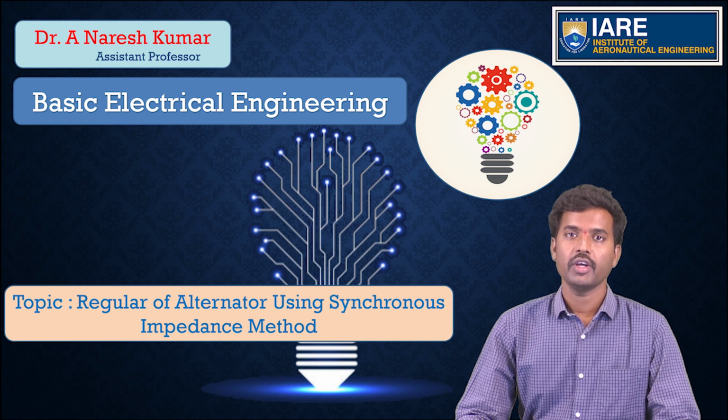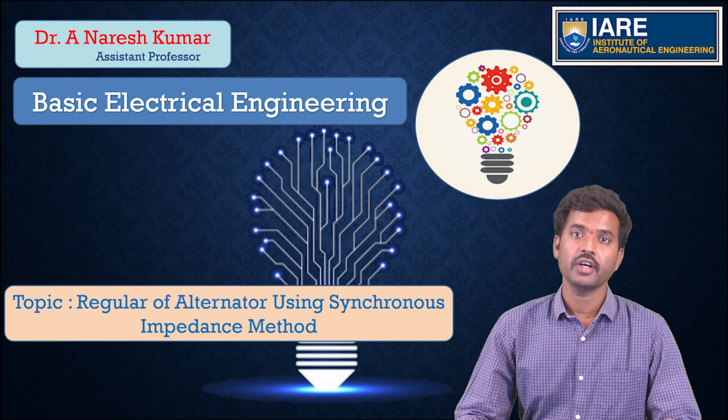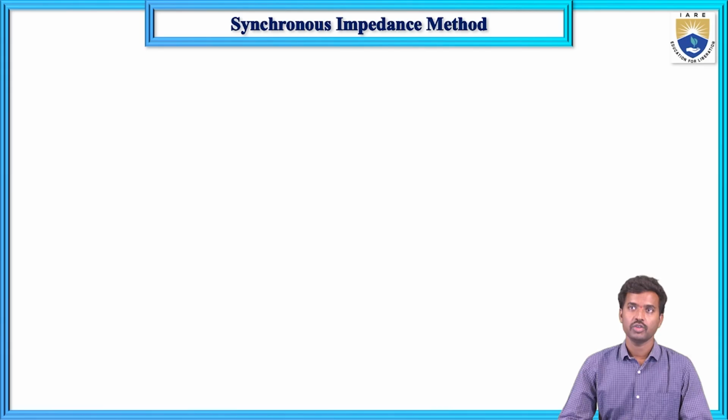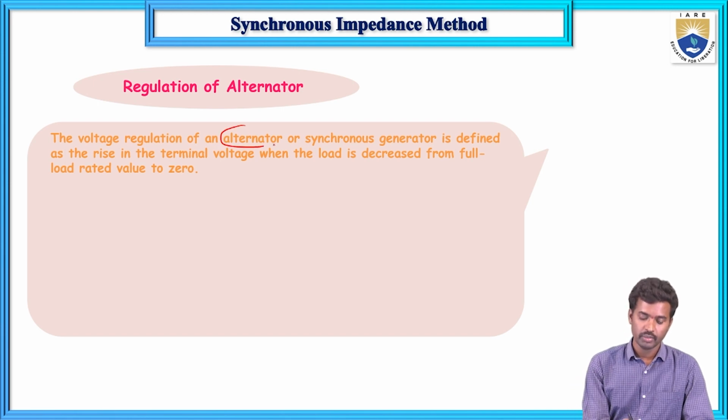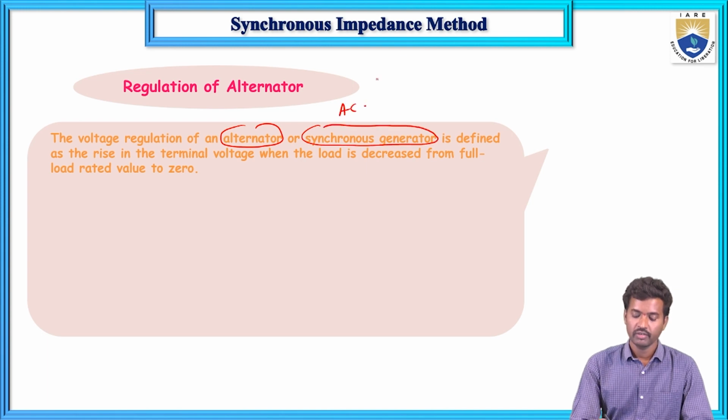Today, we are going to have a discussion on regulation of alternator using synchronous impedance method. So, first, what do you mean by regulation? Regulation of alternator. See the definition first. Regulation of alternator or synchronous generator. Alternator, another name is synchronous generator, that means AC generator with constant speed.